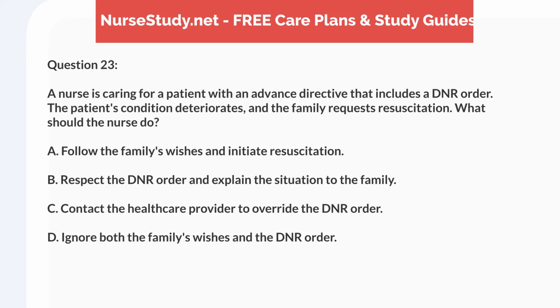Question 23. A nurse is caring for a patient with an advance directive that includes a DNR order. The patient's condition deteriorates, and the family requests resuscitation. What should the nurse do? A. Follow the family's wishes and initiate resuscitation. B. Respect the DNR order and explain the situation to the family. C. Contact the healthcare provider to override the DNR order. D. Ignore both the family's wishes and the DNR order.